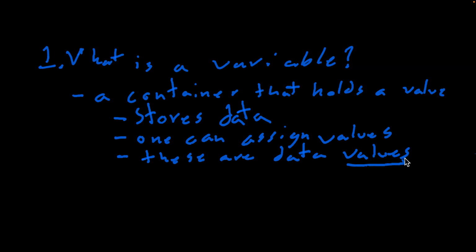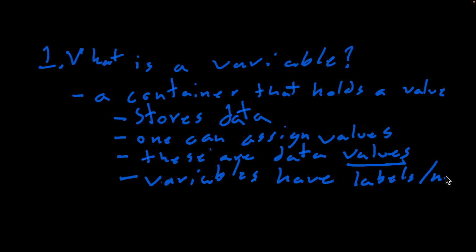A size, structure, data, like a box that moves it around. A label, a name. I'm looking for a name. All variables have a name. So when you declare a variable, you have to give that variable a name. Variables have labels. Name.